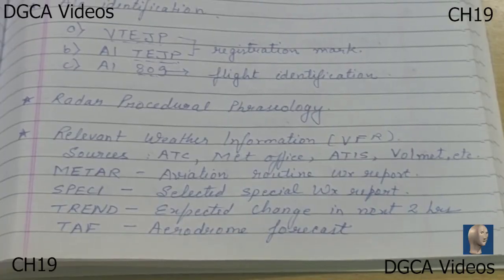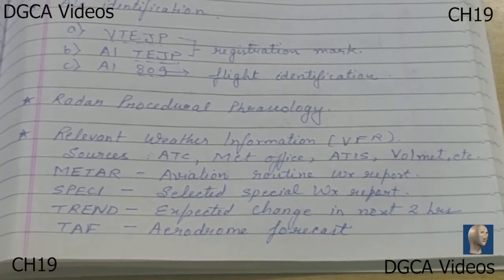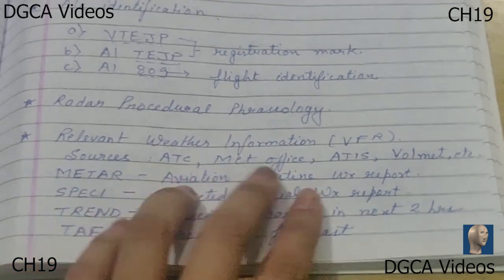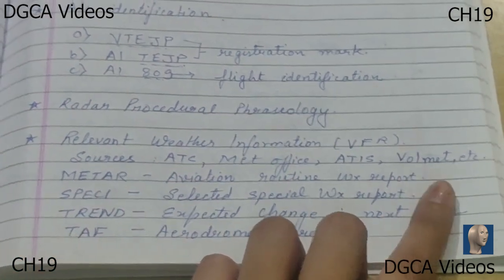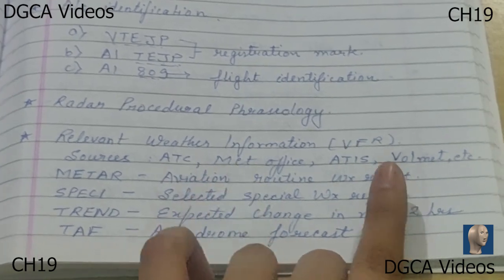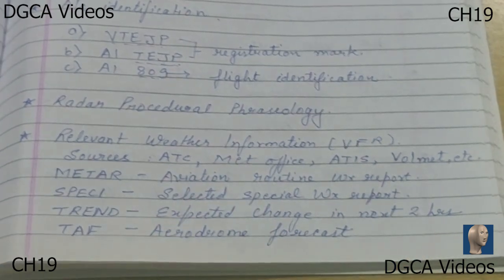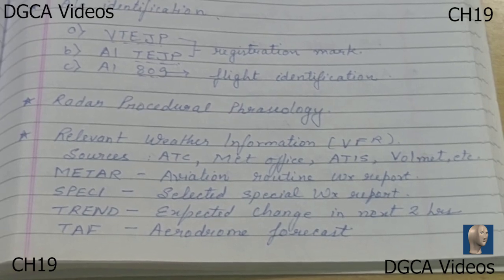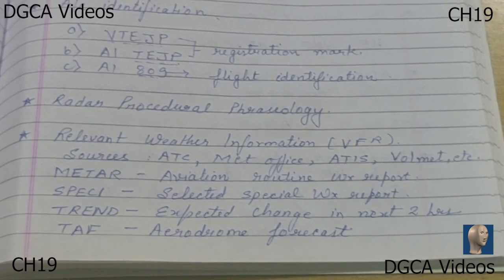So what are the sources of the aerodrome weather? The ATC, Met Office, and the ATIS and WALMET also, and many others are also there. So these are the main sources of MET information: ATC, Met Office, ATIS, WALMET. Okay, we'll be talking about each one of them. ATC you already know. If not, then you can see the ATC video.